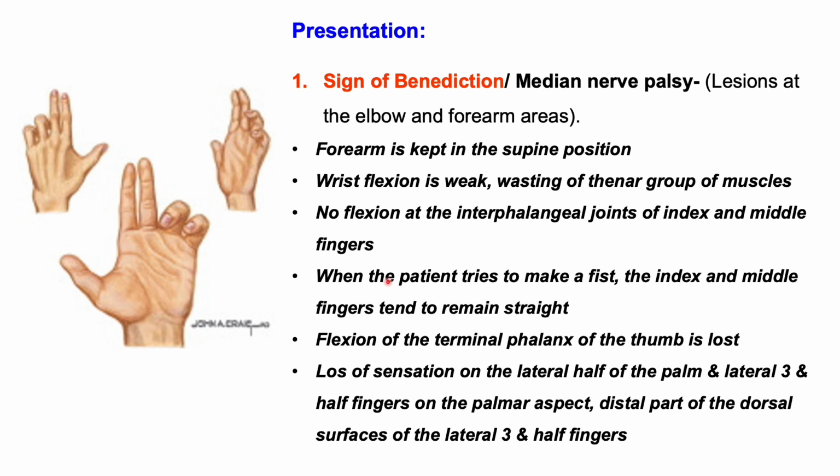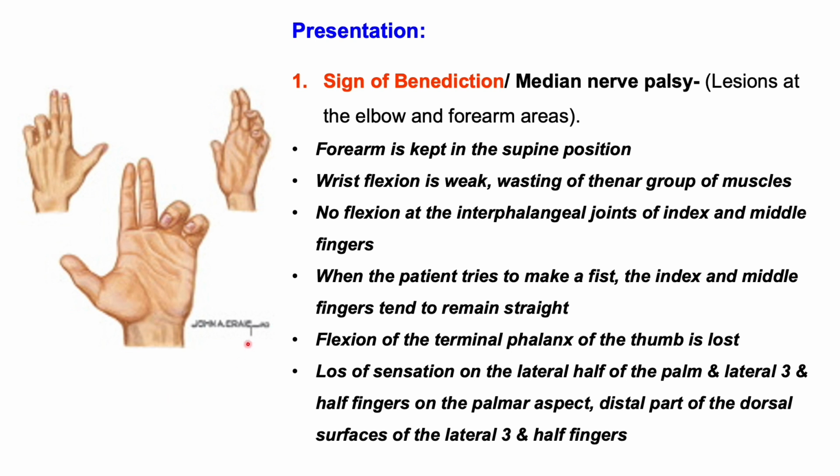When the patient tries to make a fist, you can test whether the patient is having median nerve injury, whether the patient is having weakening or the paralysis of the muscles. So you can ask the patient to try to make a fist.